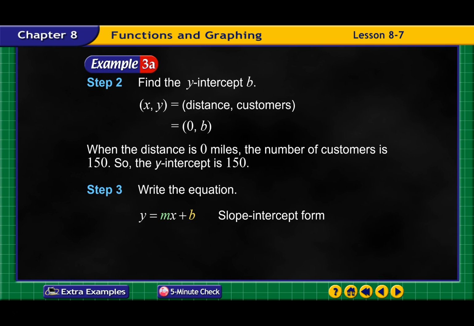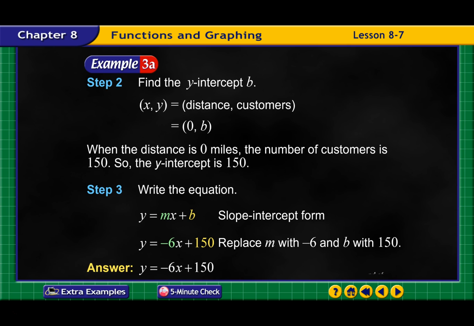So then I write my equation. There's 150. So I have my slope and my y-intercept, which gives me an equation of y equals negative 6x plus 150.